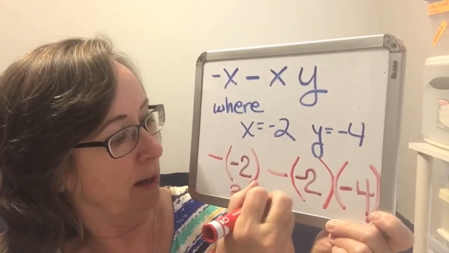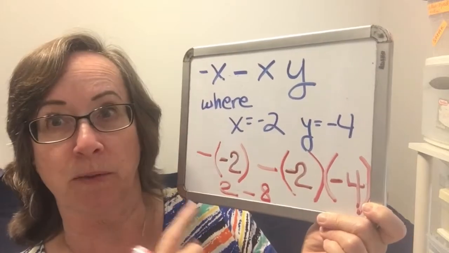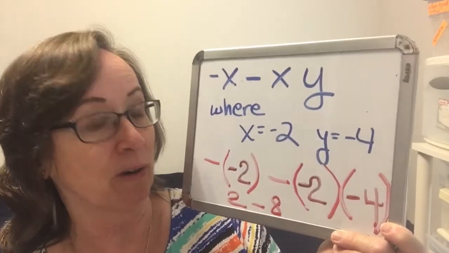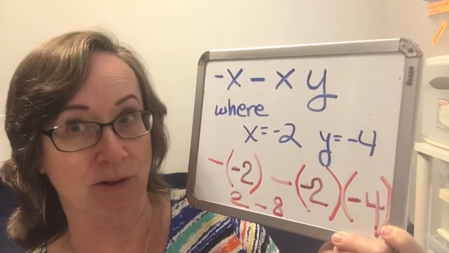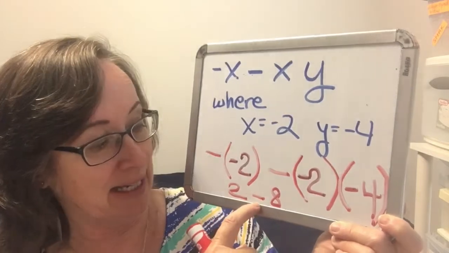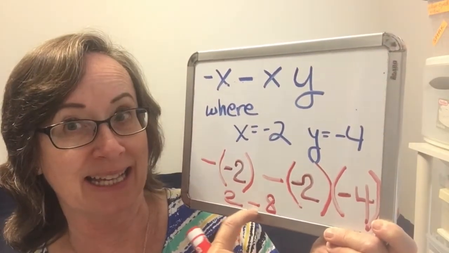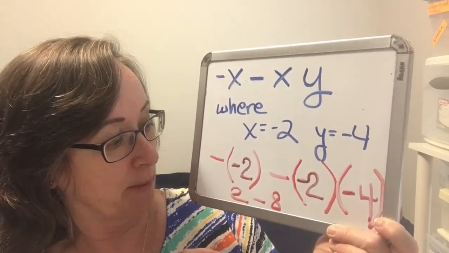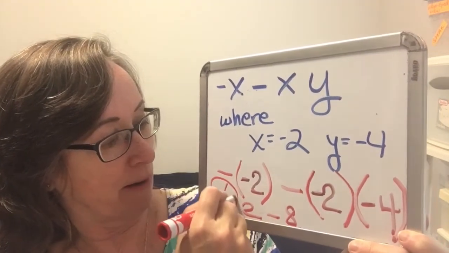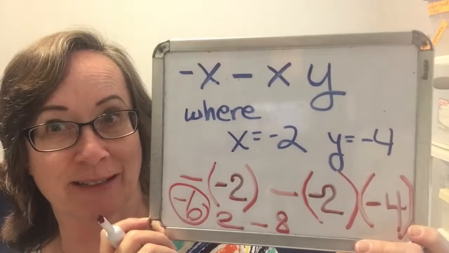So 2 minus 8 is 2 plus a negative 8. And opposite signs, we're going to actually subtract. And 8 minus 2 is 6, but it's a negative 8 because the 8 has the negative and it's the bigger number. So we're going to get a -6 for that evaluation.